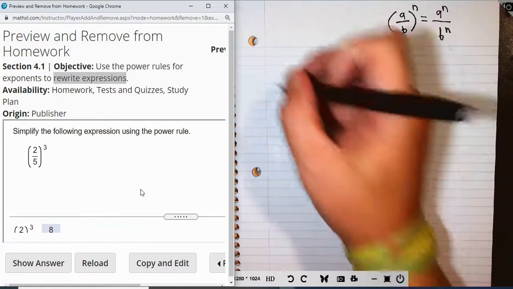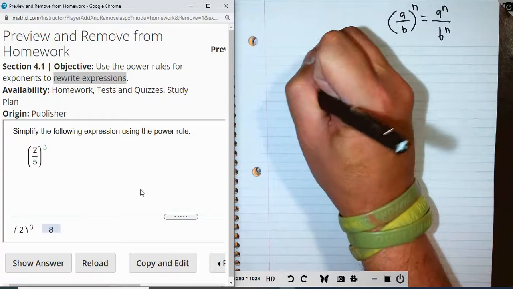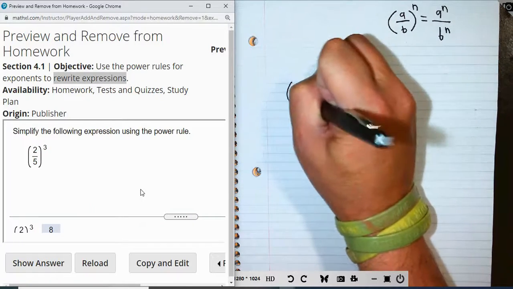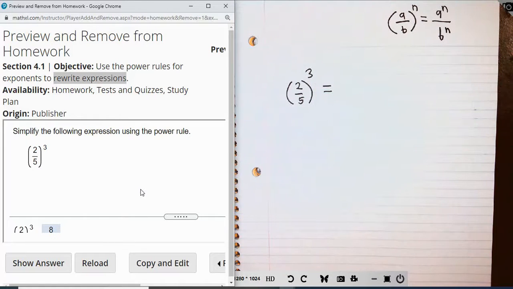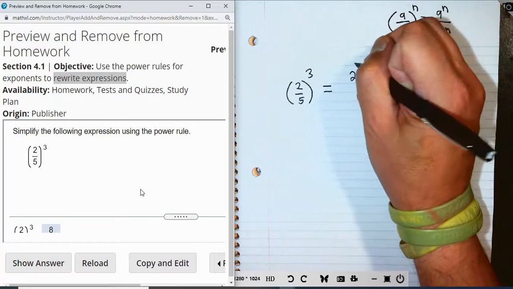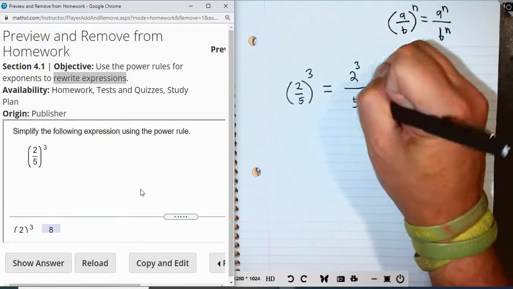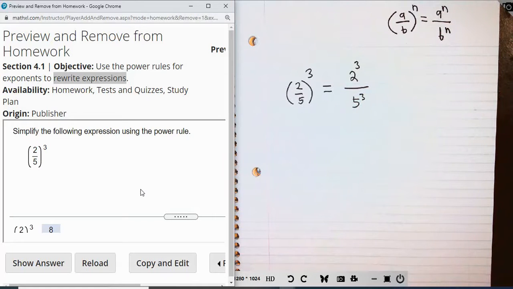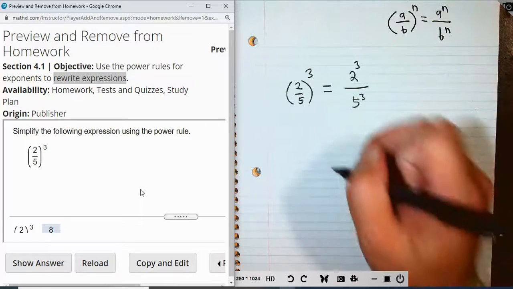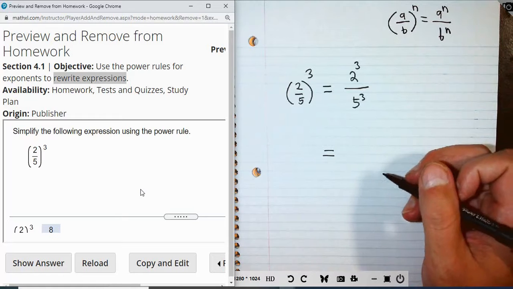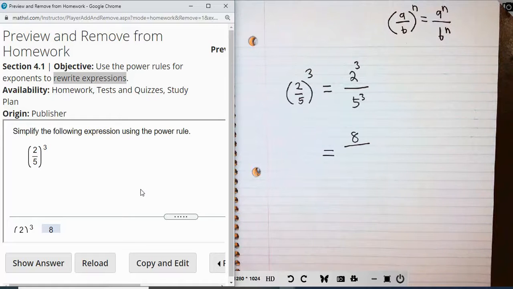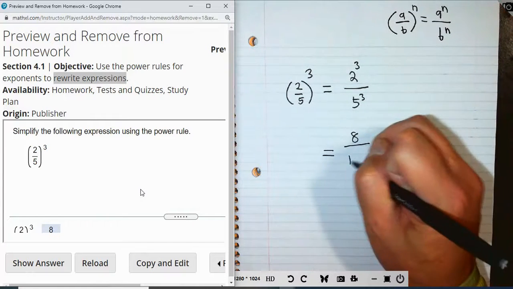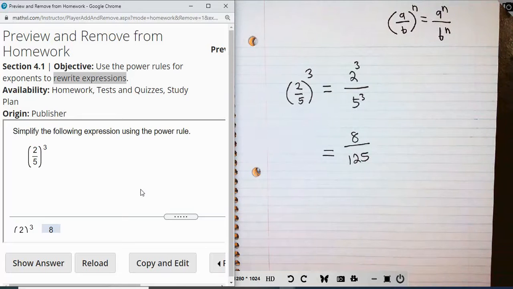So what we have here is 2/5 to the third. With a quotient to a power, we apply the exponent to both the numerator and the denominator. So in the numerator we have 2 to the third, and in the denominator we have 5 to the third. 2 to the third is 8, and 5 to the third is 125. So there is our result.